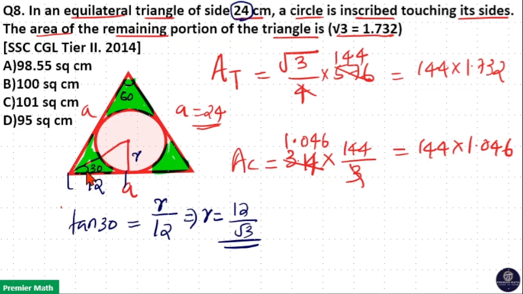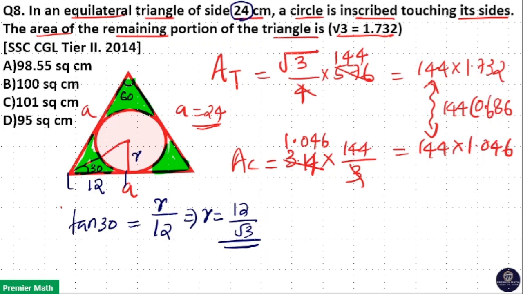Which is equal to the difference between the area of triangle and the area of circle. So, if you take the difference between these two, here 144 is common and 1.732 minus 1.046 is equal to 0.732 minus 0.046. 12 minus 6 is 6. 12 minus 4 is 8 and 6 minus 0 is 6.